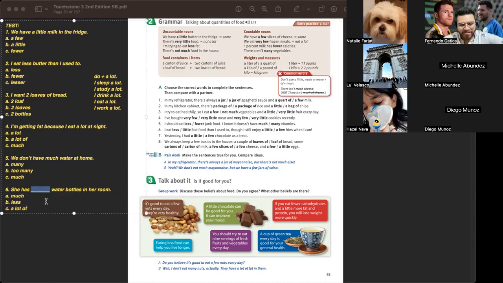A lot of. Yes, because much and less are for uncountable nouns, and water bottles are countable. Remember, a lot of is universal. You can use it with countable and uncountable nouns. It's universal. Okay. Let's continue.